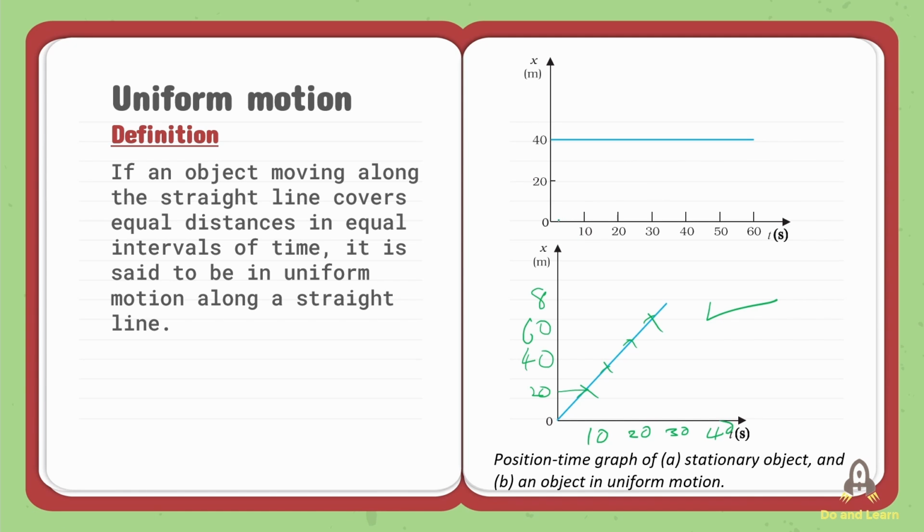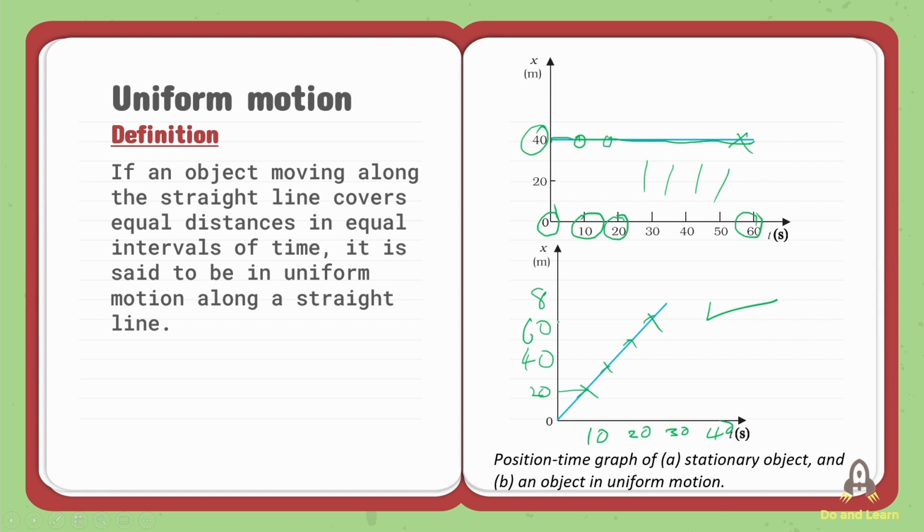It means at 0 second, the object position is at 40 meter. At 10 seconds, the object is at 40 meter. At 20 seconds, the object is at 40 meter. At 60 seconds also the object is at 40 meter. It means the object is always at 40 meter distance from the origin, the reference point. So the graph will be a line parallel to the x-axis. Look at this, parallel to the x-axis. This is the graph for a stationary object. The second is the graph for uniform motion.